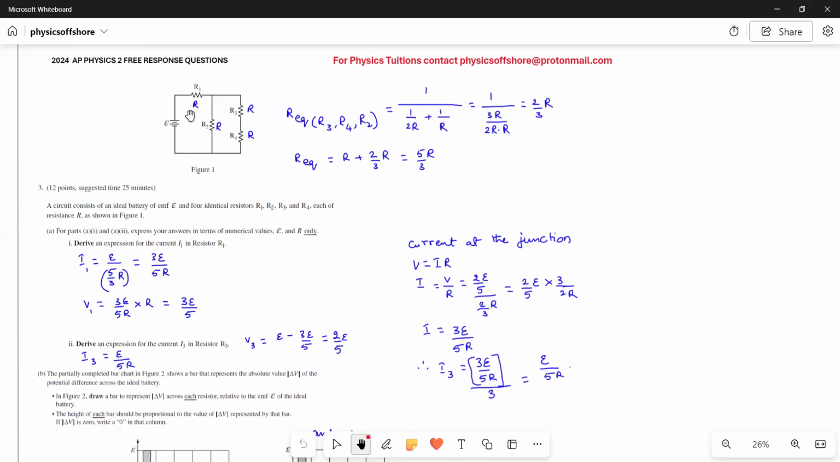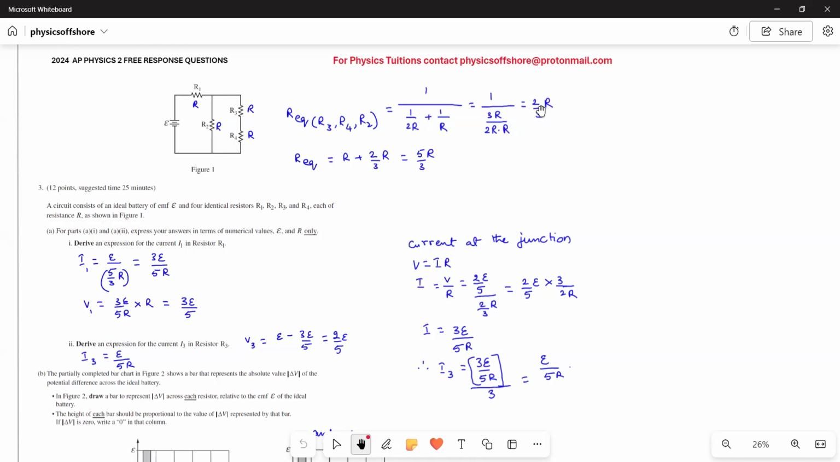So this is the supply, and then these are the resistors. Each resistor has the same resistance R. Now we have to find the effective resistance of the circuit. You see, R3 and R4 are in series, and then their effective resistance is in parallel with R2. Therefore, the effective resistance of R3 and R4 is 2R, and then 2R is parallel with R. Therefore, the effective resistance of R3, R4, and R2 is 2/3 R.